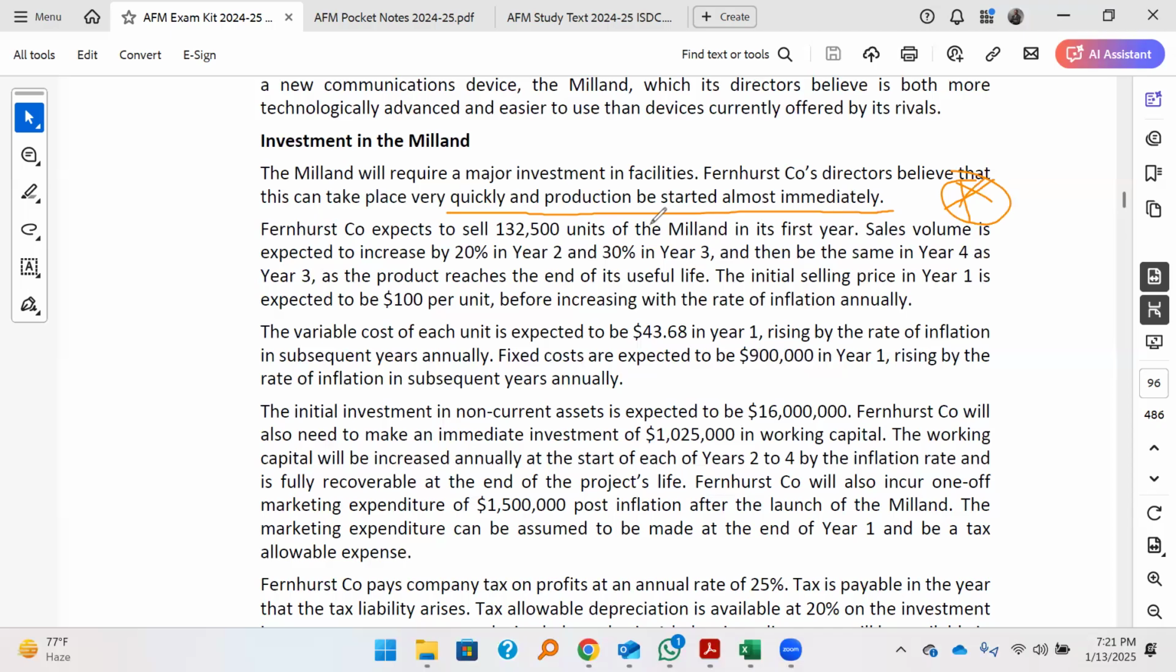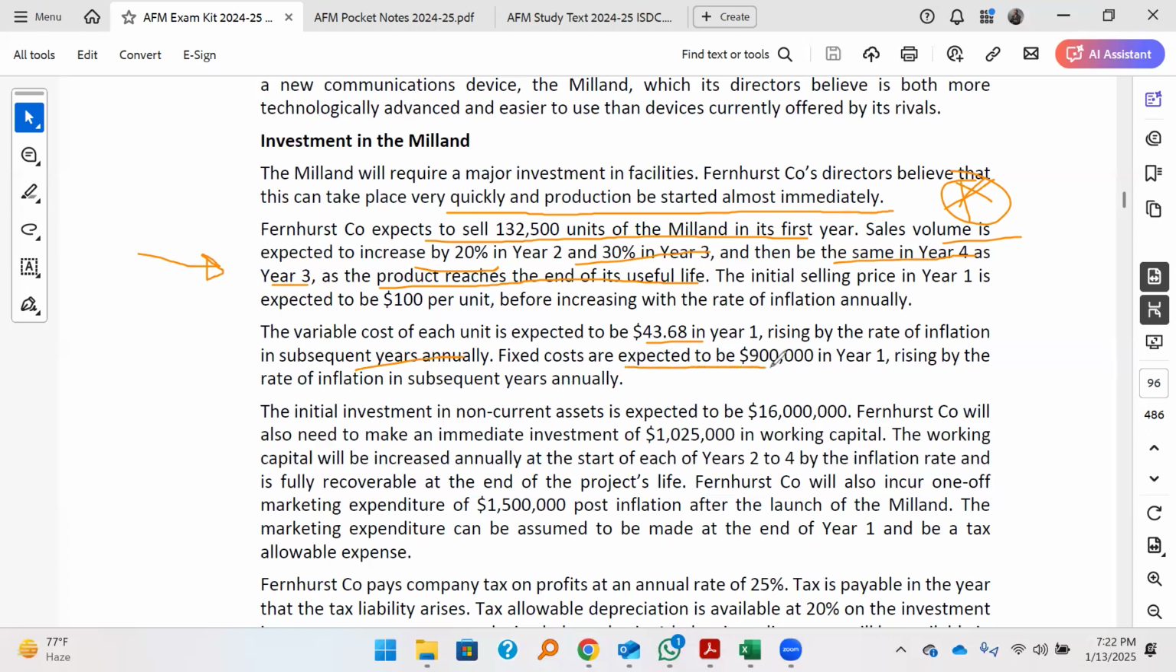So they are going to sell 1,500 units in the first year, and sales volume is going to increase by 20% in year 2, 30% in year 3, then be the same in year 4 as year 3, and then the product reaches the end of its useful life. Even this, okay, this is an assumption that they're making of the sales growth. It may not actually pan out to be the case. Then they have given variable cost of the units as 43.68 in year 1, rising by inflation in subsequent years.